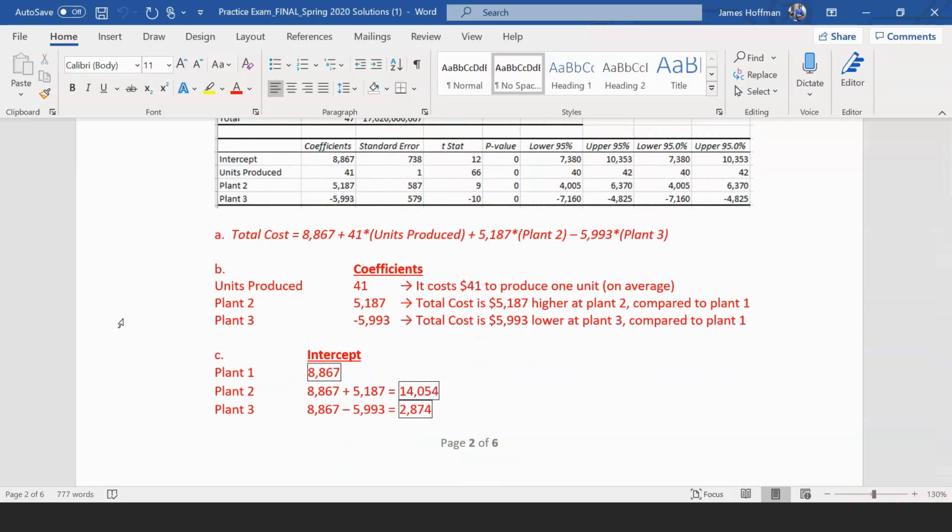All right, so that's number 2. Any questions on this one and how to get the intercepts?